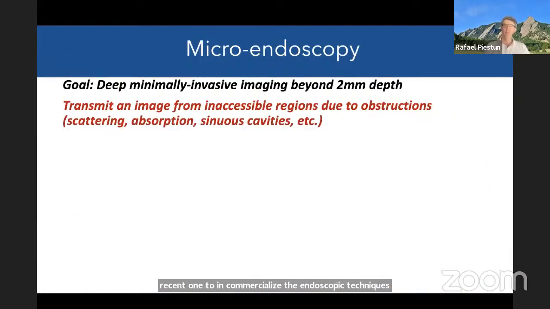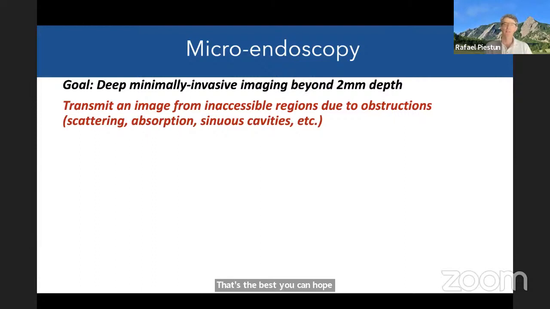So microendoscopy is not a new topic. The idea is to do deep, minimally invasive imaging beyond what you could ever think of doing with optics. Of course, with optics, you can do 2-photon, you can do 3-photon microscopy, OCT. There are different techniques, even optical diffusion tomography. The problem with optical diffusion is you have a very limited resolution. And with the other techniques, you have a limitation of 1 millimeter, 2 millimeters. That's the best you can hope for.